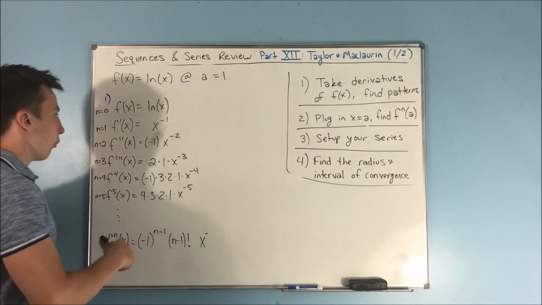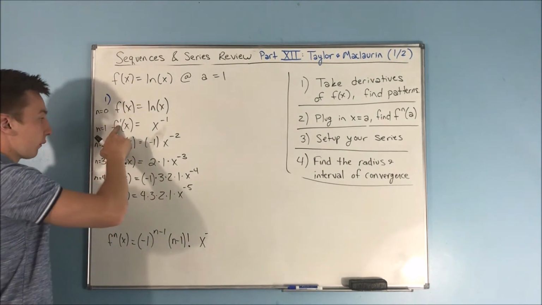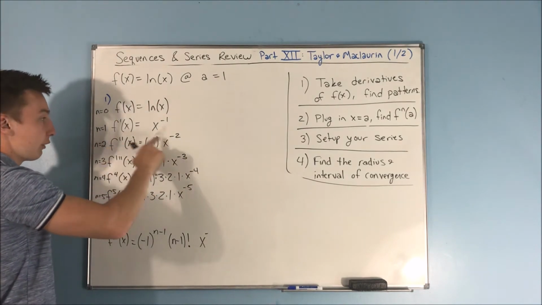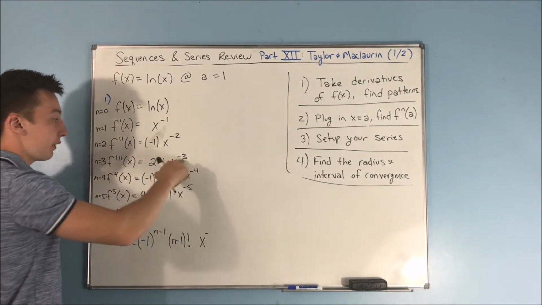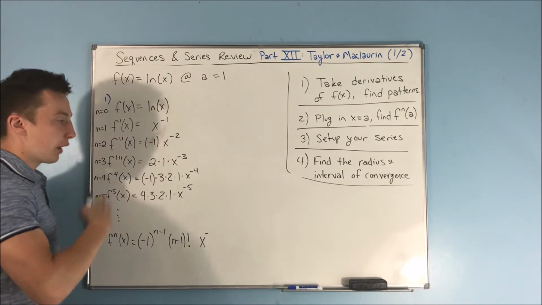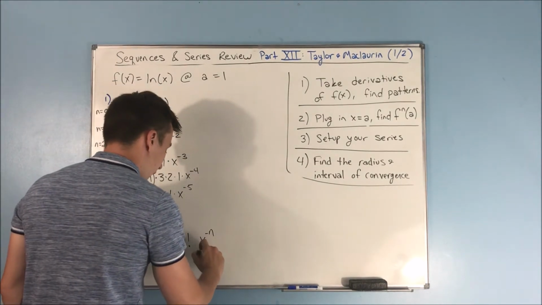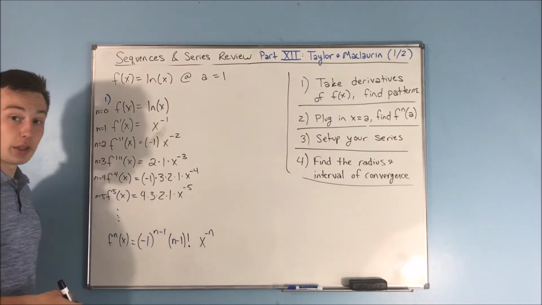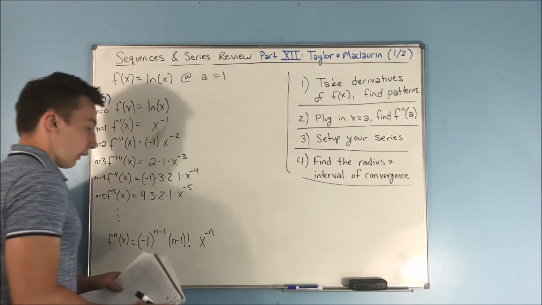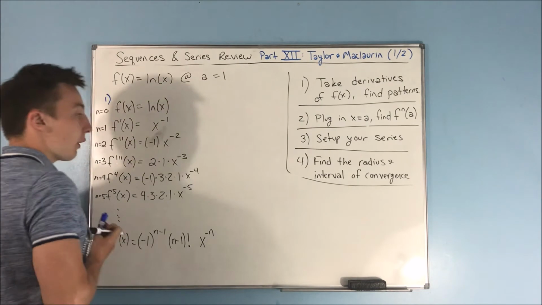What will it be? Well, for our first derivative, we have a negative 1. For our second derivative, negative 2. For our third derivative, negative 3. You can kind of see where I'm going here. For the nth derivative, we'll have negative n. And that is your nth derivative. So that's step 1. Now on to step 2.